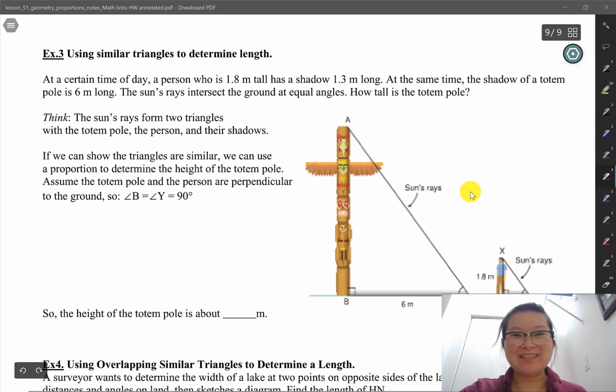Hey, welcome back to Fat Mama Physics. This is part 2 of 6.4, similar triangles. We are going to look at some real-life applications of similar triangles.